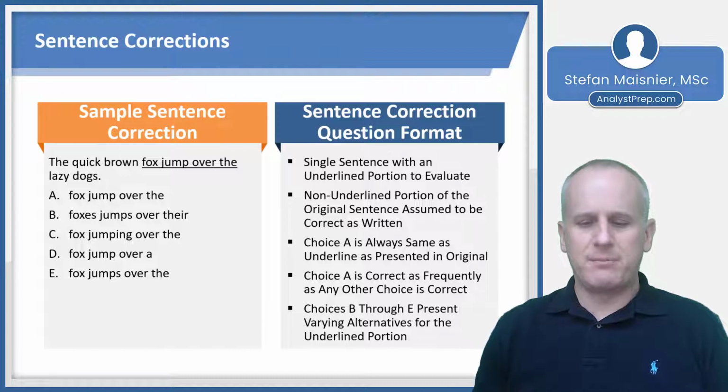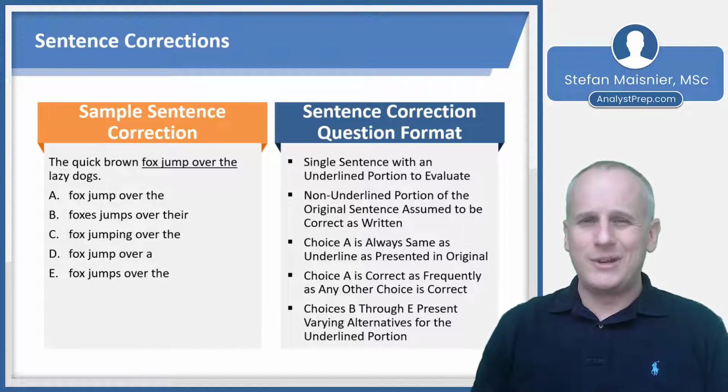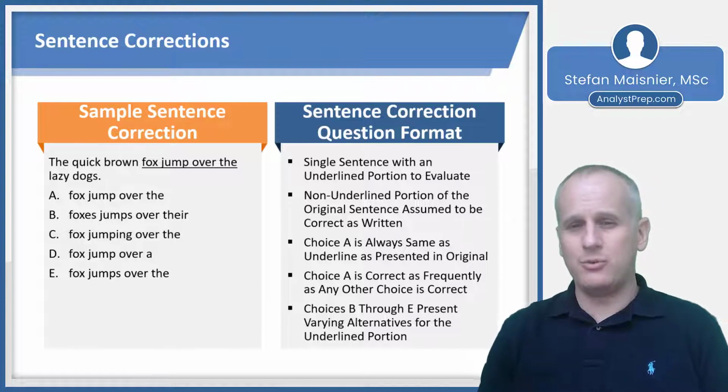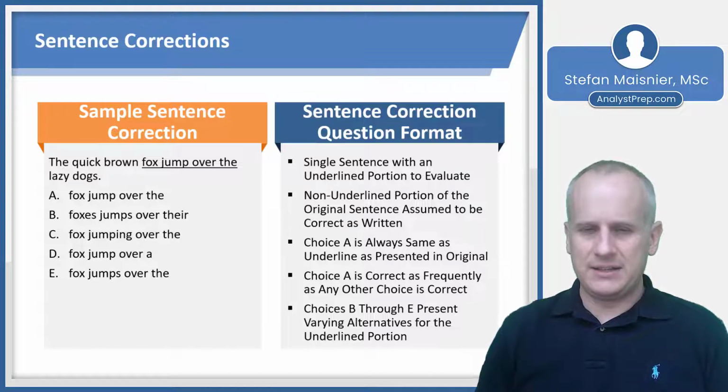Then choices B through E present varying alternatives for just that underlined portion. Again, we're evaluating fox jump over and then we're going to compare that against the lazy dogs at the end and the quick brown at the beginning. So you will want to read the sentence as it's written, basically ignoring the answer choices to start. So we see the quick brown fox jump over the lazy dogs. Okay, simple enough sentence. Now you want to clinically and visually analyze the information in the original sentence to determine if you can come up with an error as it's written. So the quick brown fox, you can describe a fox as the and quick and brown.